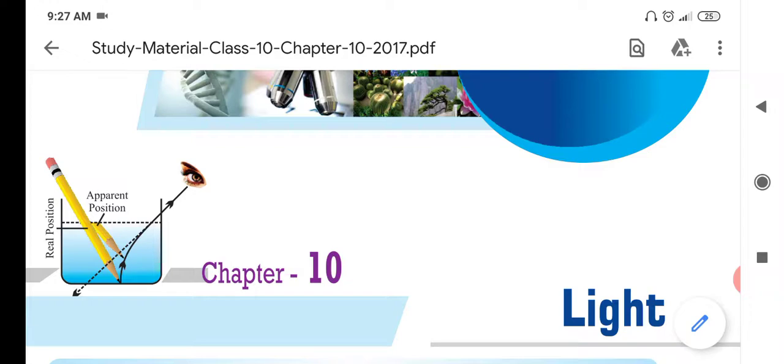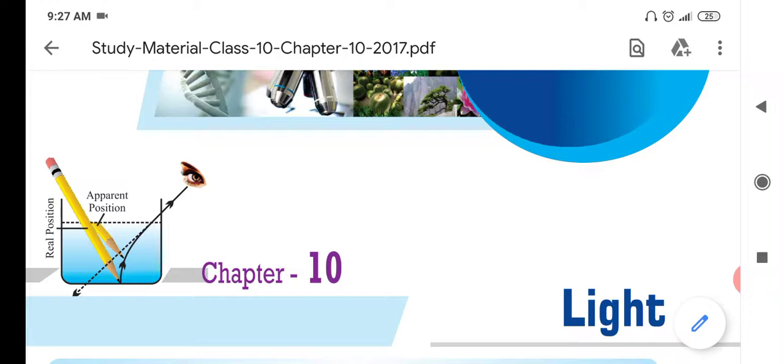You also know that light travels with a speed of 3 into 10 power 8 meter per second. All this you have learnt in 8th standard, so I will repeat it once again. Light is a form of energy that enables us to see the things around us, and light travels with a speed of 3 into 10 power 8 meter per second.